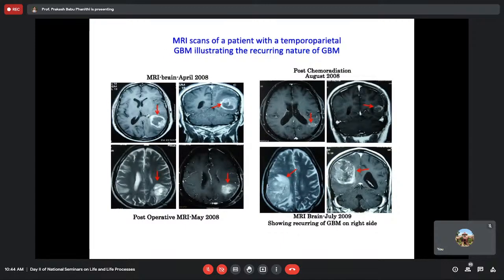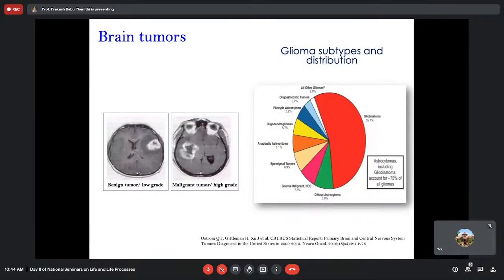Now, if you see this patient, the patient had an MRI in April 2008. You can see the tumor, but after the operation, in May, it recurred again. In the second case, in August, they diagnosed the tumor, and again in July 2009 it recurred into a larger tumor. Second time, normally they don't want the surgery, and the person will die. Now, there are so many glial tumors, many varieties of glial tumors.